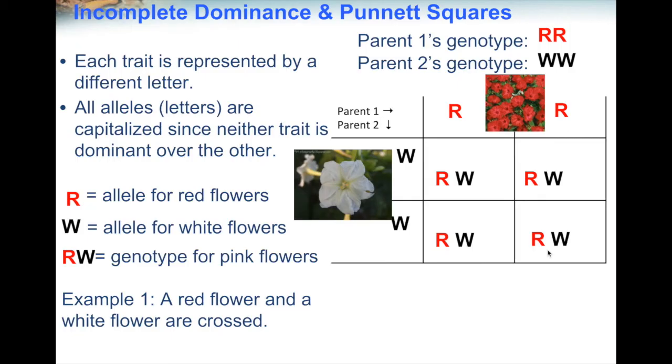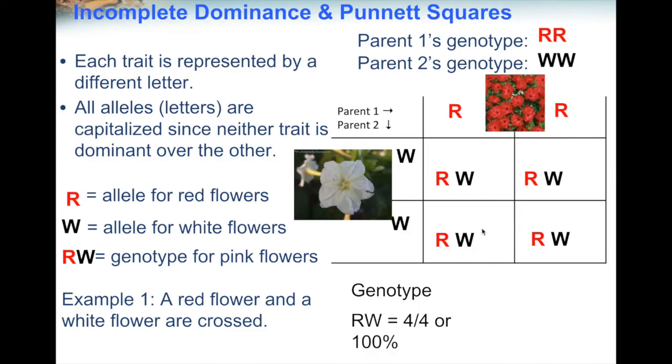So, what is the next offspring's ratio going to be in terms of genotype? Now there's only one version of the genotype that the next offspring can be. It's RW, and it happens 4 out of the 4 boxes, or 100%.